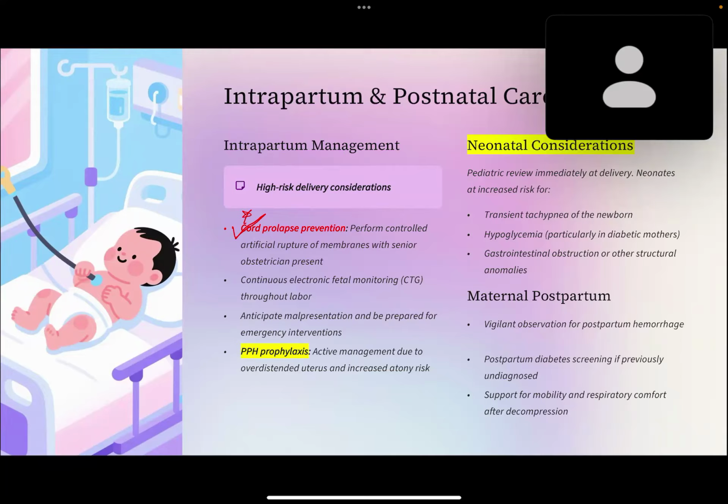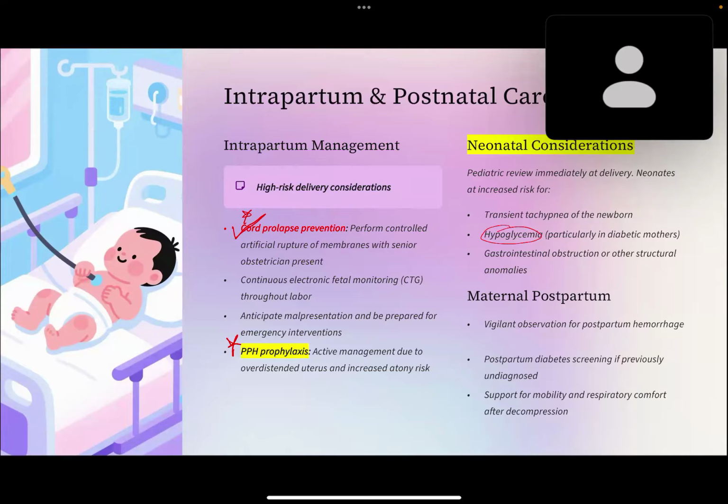There will be massive PPH for the mom with polyhydramnios plus LGA. If it is mixed, massive PPH. These are the safety points. Neonatal, for LGA, what is the most important neonatal risk? Like after shoulder dystocia, if the baby is born, postpartum, what is the most important risk? Hypoglycemia. They can have transient tachypnea, respiratory problems.